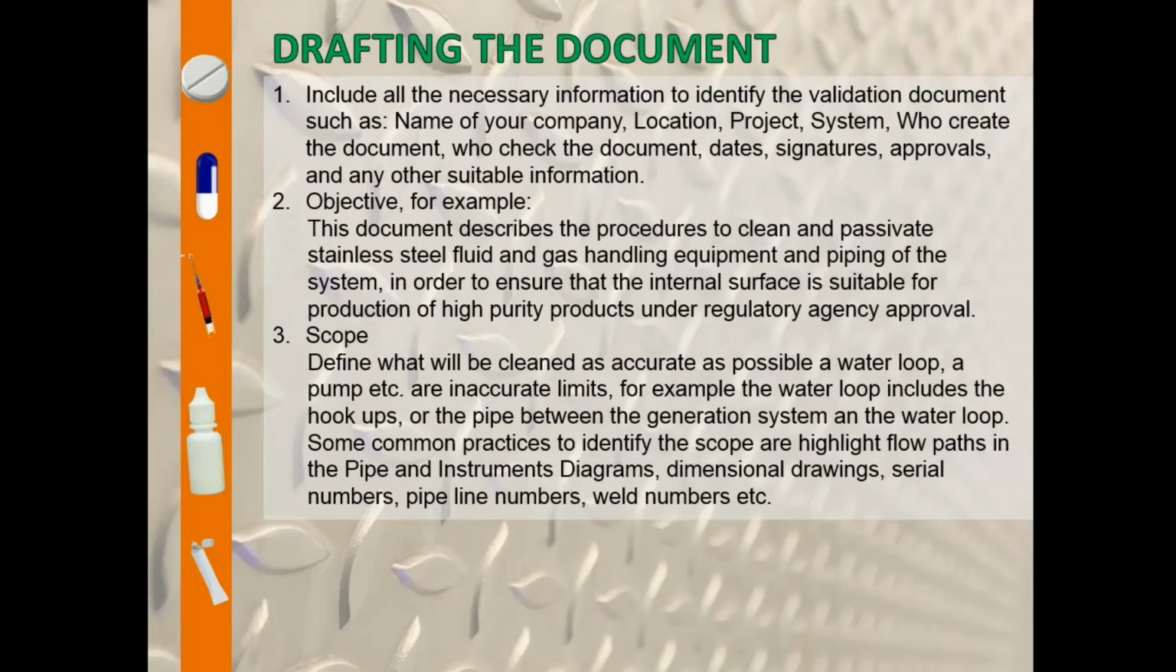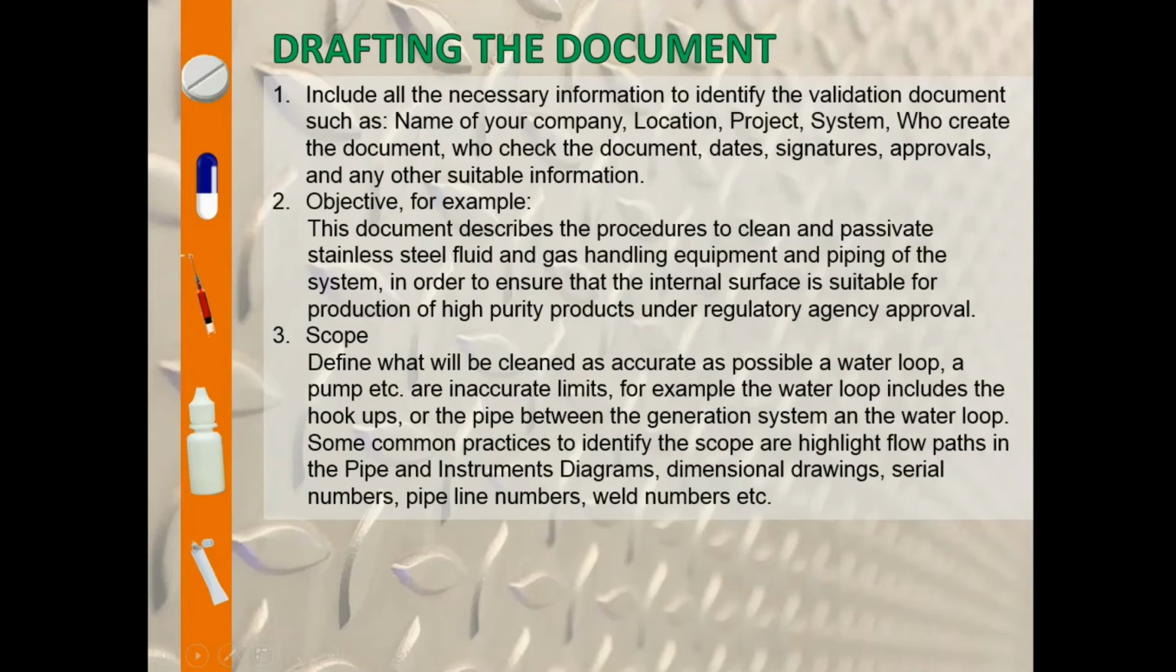Some examples of the document's details for proper identification are the document's version, approvals, and company's name. Include an objective in the document. You can see the complete wording in the presentation, but it essentially says, it is a description of the passivation procedure to meet a regulatory agency's requirements.